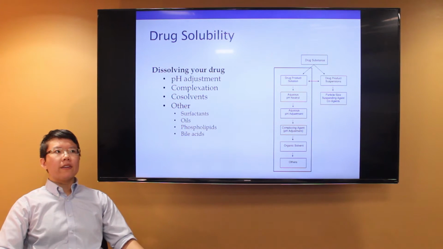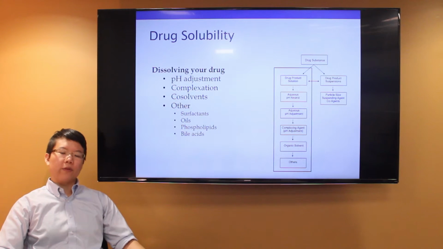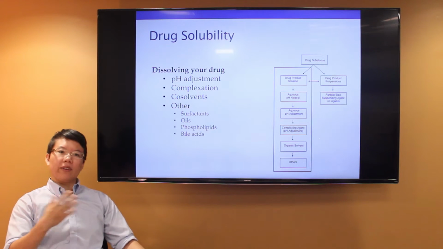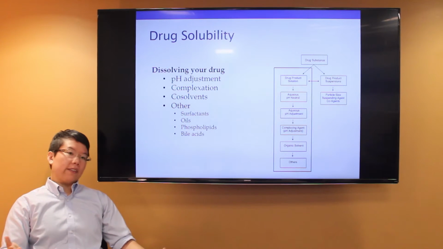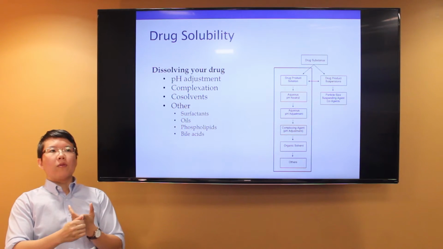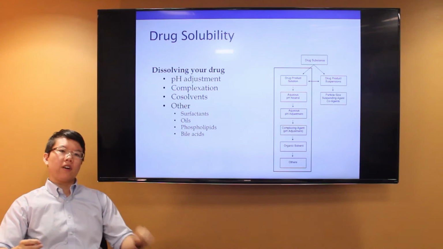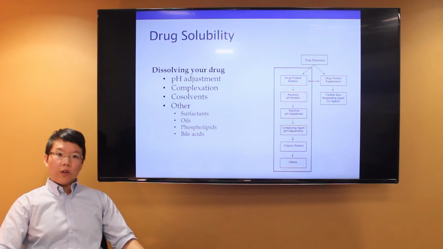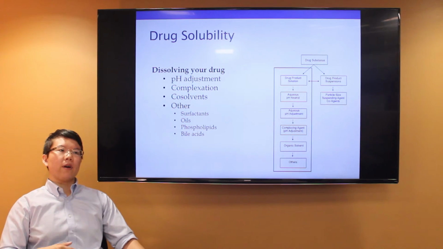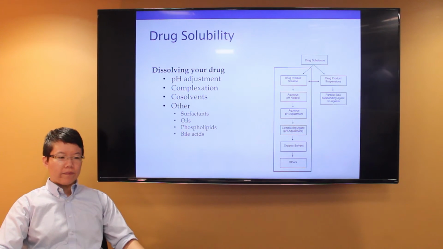If that doesn't work, the next step generally is to move towards a complexing agent. These are the cyclodextrins. Hydroxypropyl beta-cyclodextrin and sulfobutyl ether beta-cyclodextrin are the most common ones. These are well characterized and very safe, and can be dosed in amounts up to 40% in solution.